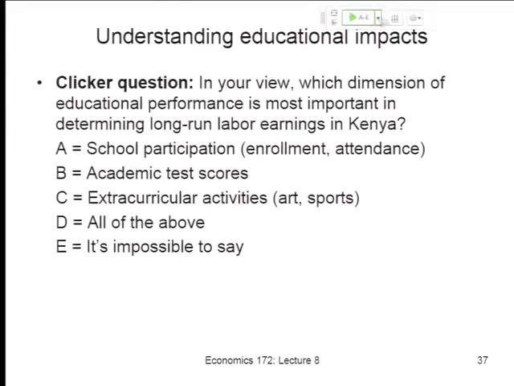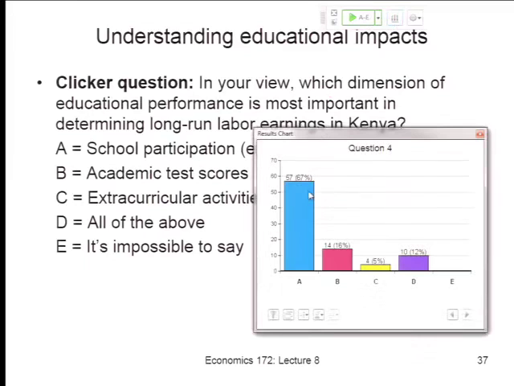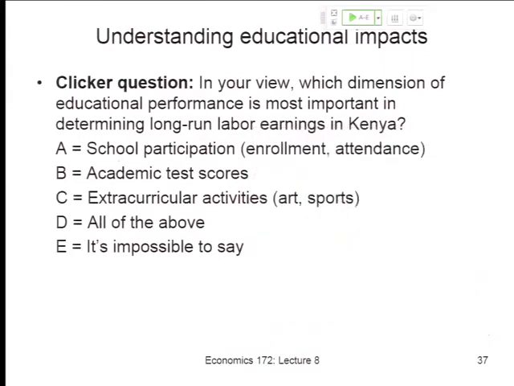Okay, so most people said school participation, which, if you read the article, is sort of what we end up focusing on. Some of you said test scores. Test scores are clearly important in Kenya because you need to do well on tests to even get into high school or get into college. So test scores do matter a lot. Extracurriculars, who's to say? They might also be very important. All the above. Okay, we're going to show evidence that this program seems to affect school participation the most, and it does affect labor market outcomes, so that seems like a key channel, but we can't really rule out the other ones perfectly.